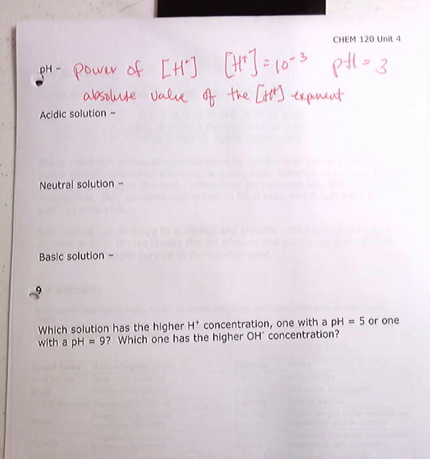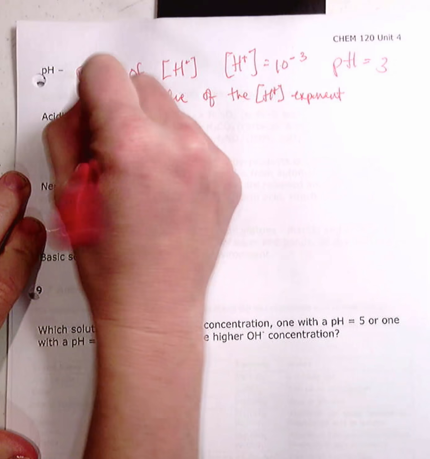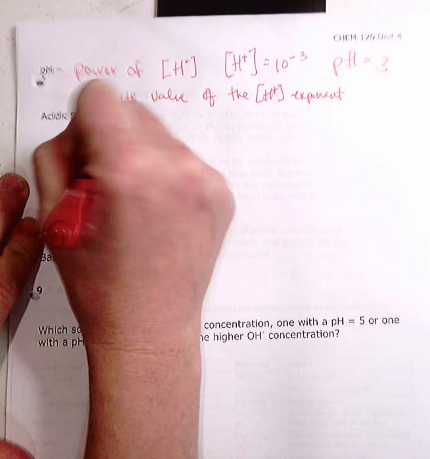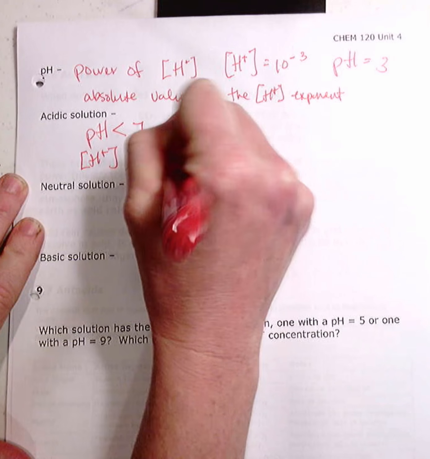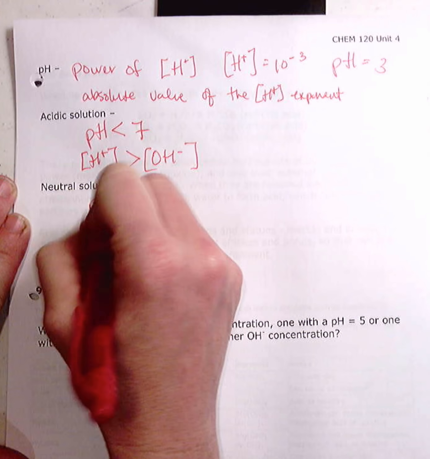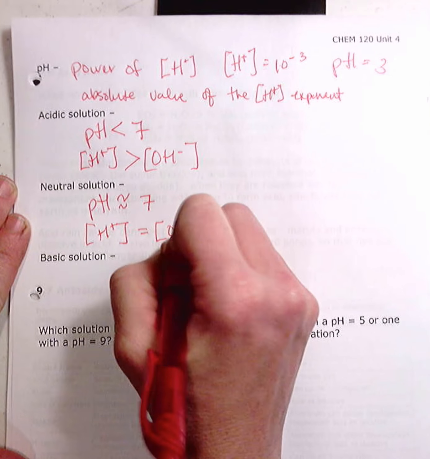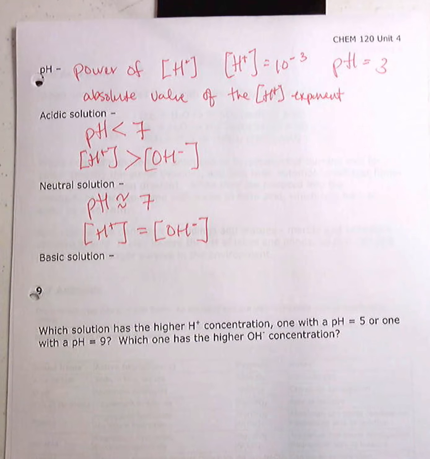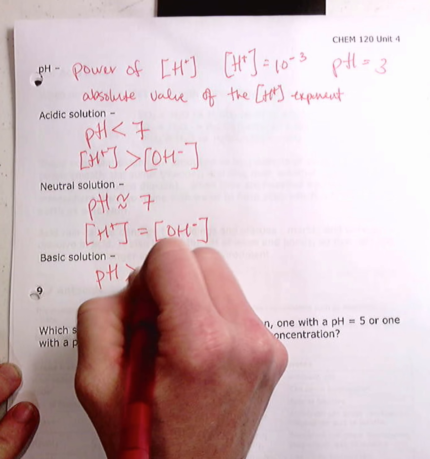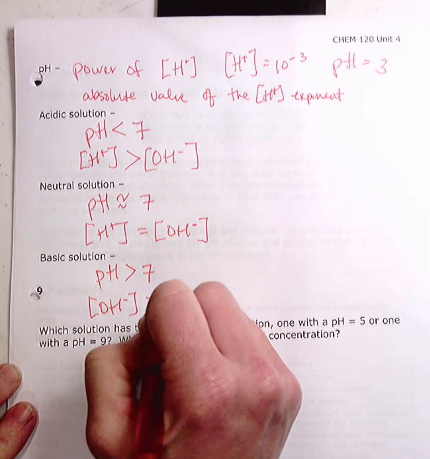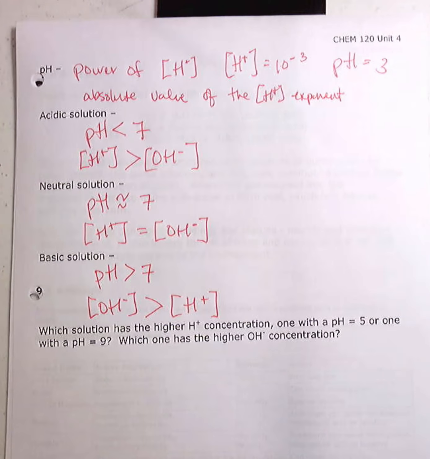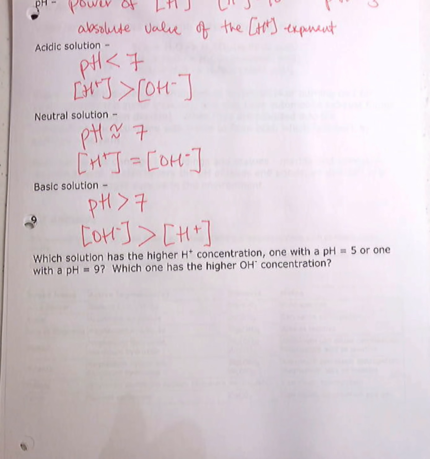So if you have an acidic solution, the pH is going to be less than 7, and the hydrogen ion concentration will be greater than the hydroxide ion concentration. In a neutral solution, the pH is approximately 7, and the hydrogen ion concentration is equal to the hydroxide ion concentration. And with a basic solution, the pH is going to be greater than 7, and the hydroxide ion concentration is greater than the hydrogen ion concentration. So, which solution has a higher hydrogen ion concentration? One with a pH of 5 or one with a pH of 9? Which one has a higher hydroxide ion concentration?